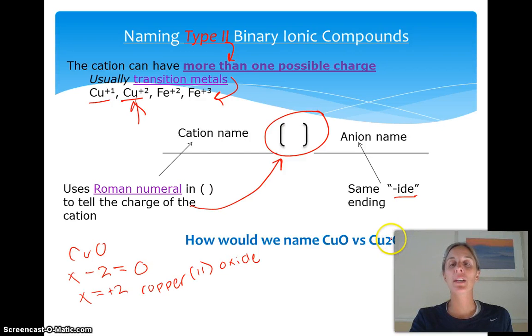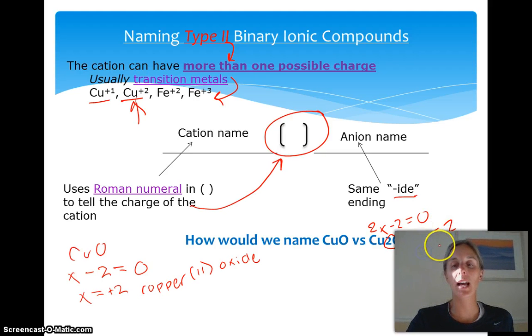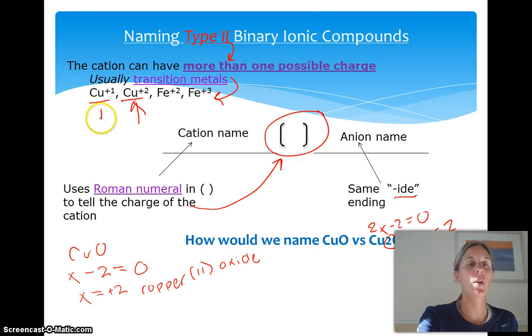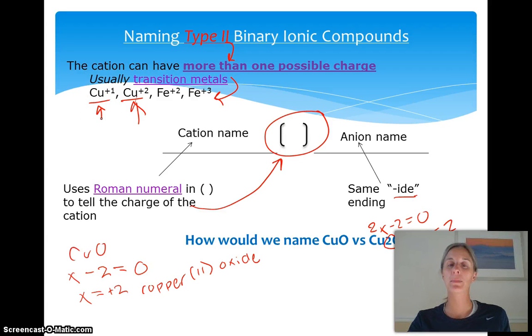Here, it's going to be a little bit different because this time we don't have one copper ion, we have 2 copper ions. So our algebra is going to be a little bit different because we don't have just one copper, we have 2. So we would have 2x this time, so we've got 2 of our copper ions, minus 2 equals 0. So we would have 2x equals 2. So x would equal a +1. So this time we're dealing with the copper with a +1 charge.